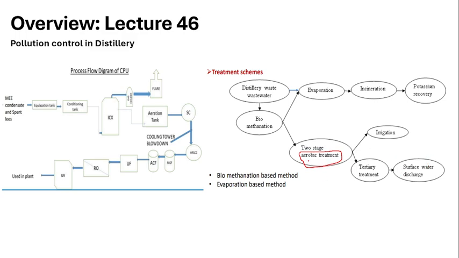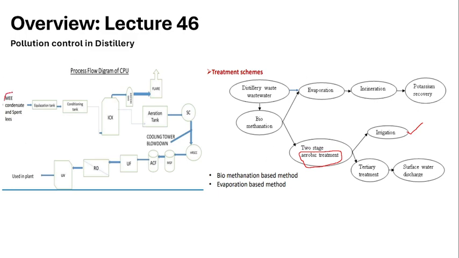Or we can directly use it after the secondary treatment, skipping the tertiary treatment. So we can use this water for irrigation purposes, a non-potable application. Instead of using it as drinking water and discharging it in the surface water, we can use it for irrigation. Okay. So now this is the treatment scheme adapted. How this treatment is happening, we'll see in detail here.